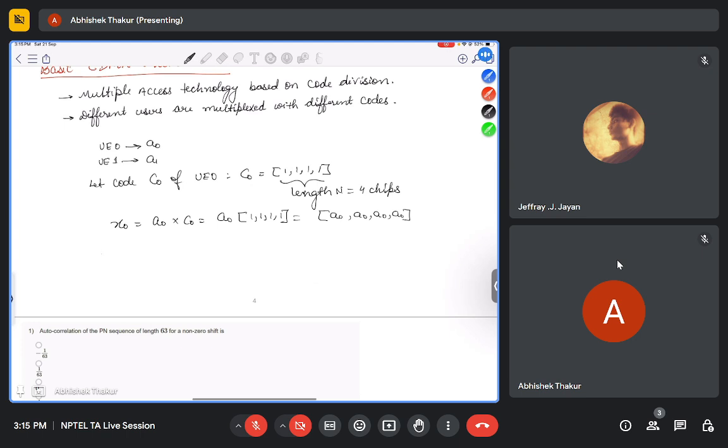Similarly, now let's take C1 of user 1, given as 1, minus 1, minus 1, 1. So x1 is equal to A1 into C1. So this will be given as A1, minus A1, minus A1, A1.